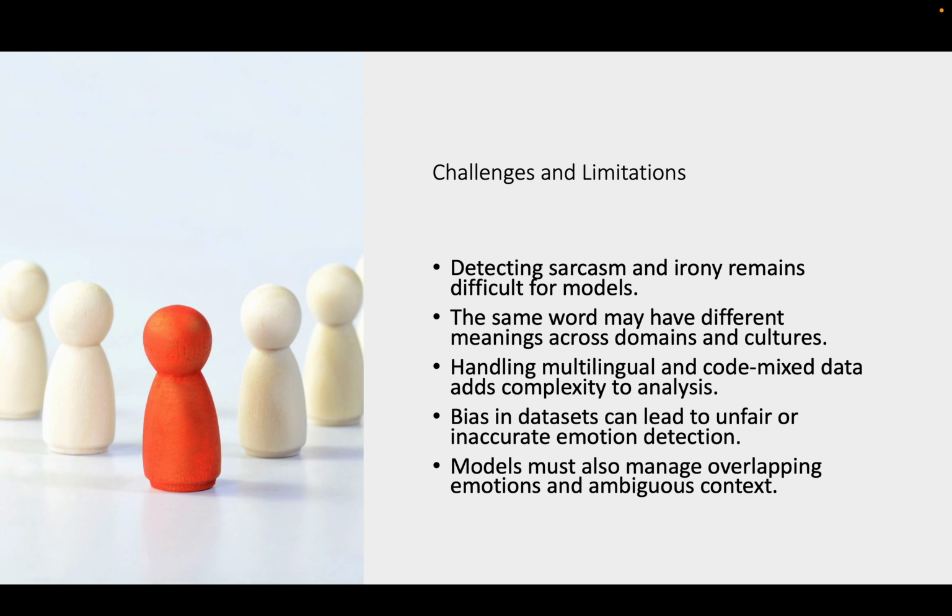Third, handling multilingual or mixed-language text adds complexity as emotion expressions vary across languages. Fourth, bias in training data can lead to unfair results, such as associating emotional tone with gender or ethnicity. Lastly, overlapping emotions make classification difficult. Feelings like disappointment or frustration often coexist with sadness. Researchers are addressing these issues using transfer learning, domain adaptation, and explainable AI techniques. Yet the goal of perfectly human-like emotional understanding remains one of the hardest challenges in artificial intelligence.